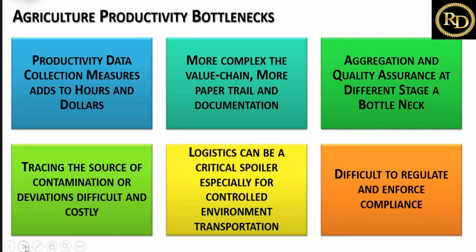Logistics can be a critical spoiler, especially for controlled environment transportation. For example, in controlled environment containers, what we call refrigerated containers, if the refrigeration was not working for 1 hour, you'll never know.